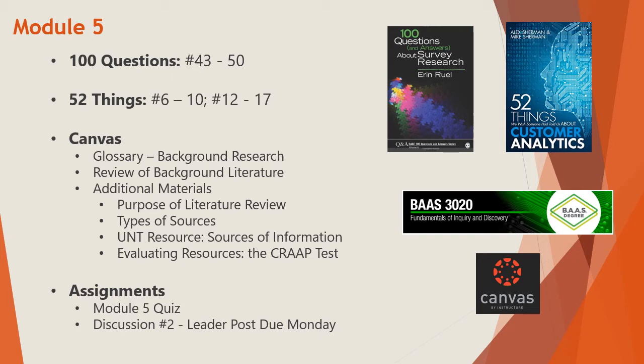So there's the purpose of literature review video, and types of sources, which is a link to another very short video, like 3 minutes, that helps you identify the right source for the right need. A link to the UNT resource about what sources are available to you as a student. And then once you've picked a resource, evaluating that resource using the CRAP test, and CRAP is an acronym. The assignments for this module are a learning module quiz on all the materials you see here, and then, of course, this is to begin your discussion number 2.